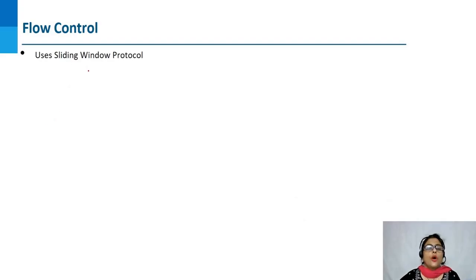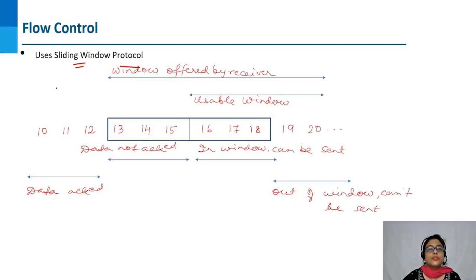Flow control of the transport layer uses sliding window protocol. We have already learned about the sliding window protocol at the data link layer. The sliding window protocol at the TCP is slightly different. Let us understand the pictorial representation of sliding window flow control protocol of TCP. We have shown here some of the data segments starting from 10, 11, 12, 13, 14, 15, 16, 17, 18, 19, 20 and so on.